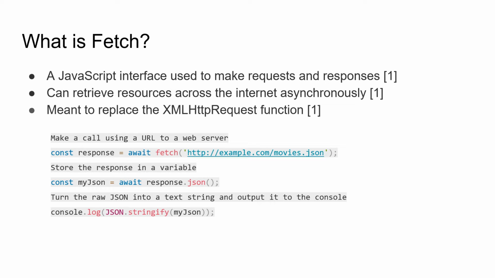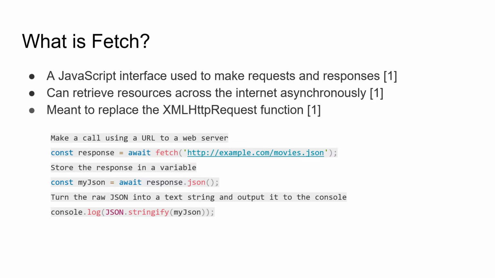Fetch is a built-in JavaScript function that can be used to make requests across the internet. This function works asynchronously, meaning you can use AJAX to manipulate the page in real time without having to reload anything. And this function was meant to replace the XML HTTP request function. XML HTTP was starting to get a little outdated and had a lot of drawbacks, especially with how many callbacks sometimes were required to use it.